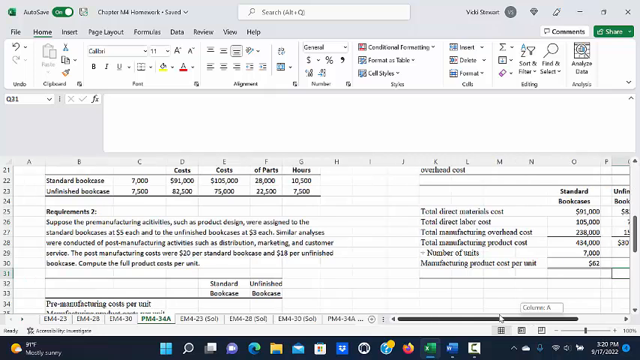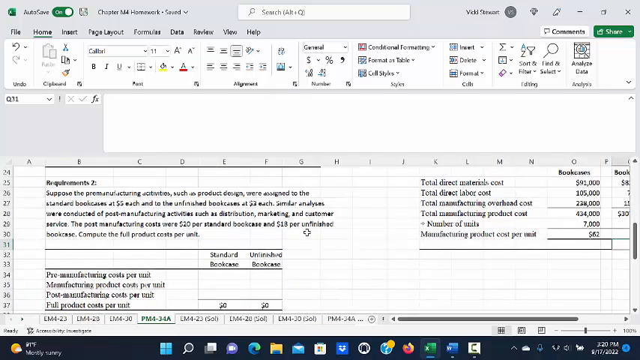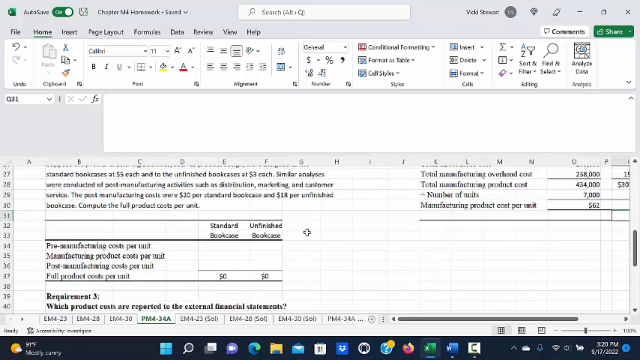Next, in requirement 2, it says, suppose that the pre-manufacturing activities such as product design were assigned to the standard bookcase at $5 each and to the unfinished bookcases at $3 each. Similar analyses were conducted on post-manufacturing activities such as distribution, marketing, and customer service, and the post-manufacturing costs were $20 per standard bookcase and $18 per unfinished bookcase, and now they want us to compute the full product cost per unit.